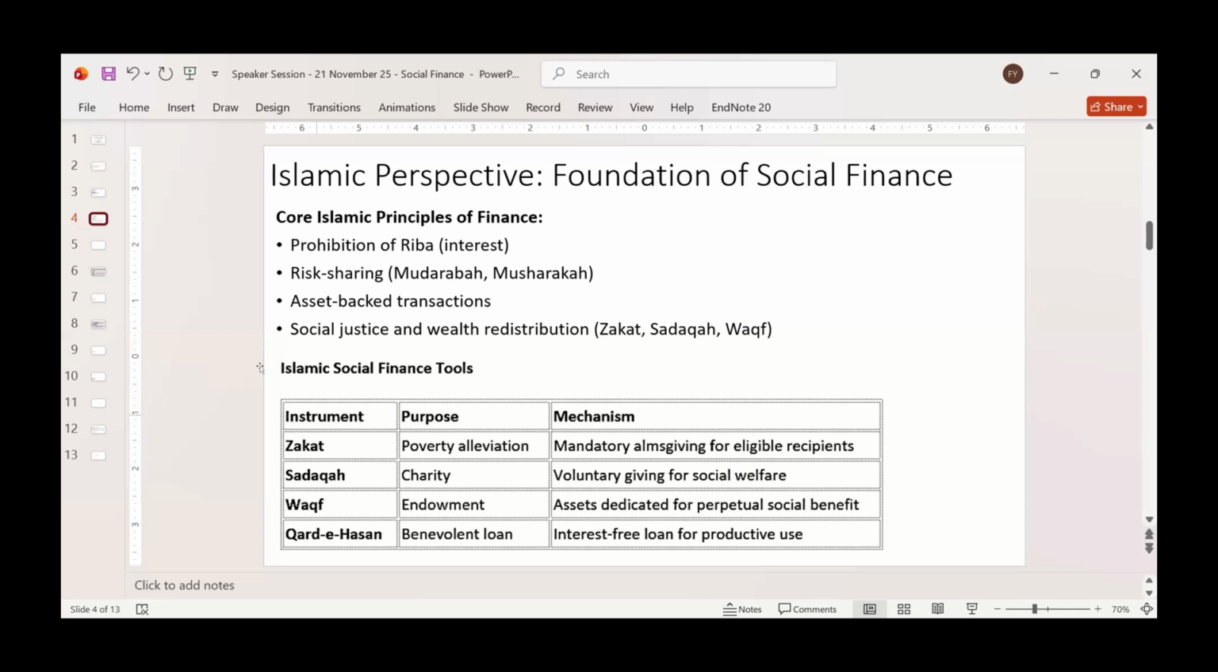And here, these are different Islamic social finance tools. First of all, zakat. The main purpose of zakat is poverty alleviation, and it is mandatory for eligible recipients. Then sadaqah, the main purpose of which is charity, and it is voluntary giving for social welfare. Waqf, the purpose is endowment, in which assets are dedicated for perpetual social benefit, and then Qard al-Hasan or benevolent loan, which is interest free for productive use. So these are the Islamic perspectives, and in fact, this is closely related to social finance.